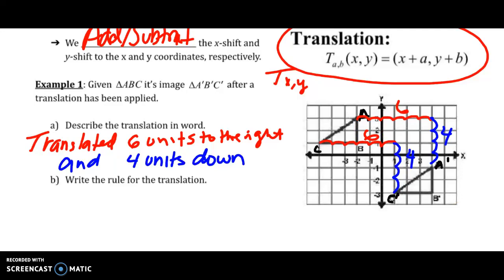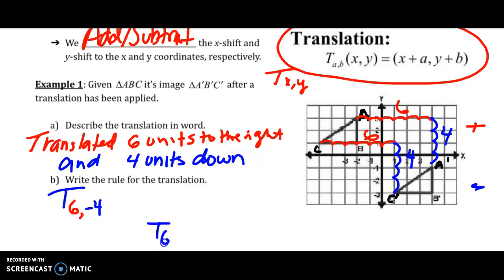So let's write a rule for this translation. So you have two options when you write this rule. You can use our capital T, and then we would do our subscript, or below the T, the X shift. So the right is the positive X direction. So that would be a positive 6, comma, 4 units down, so the Y movement goes next. Down is negative, so that would be negative 4. Right? So there is a rule that we can write, or we could use this other notation here to indicate the rule.